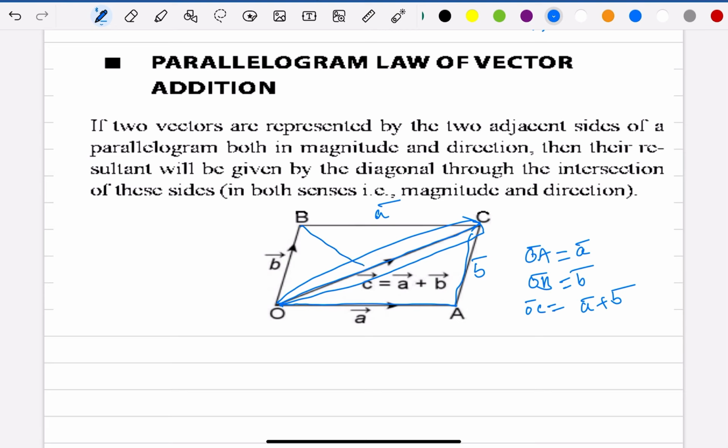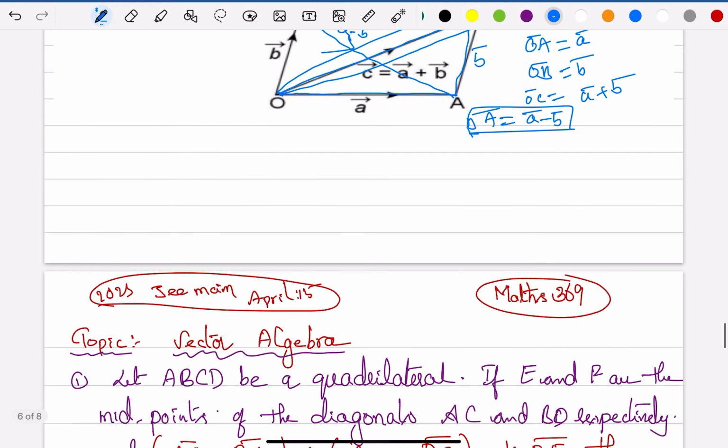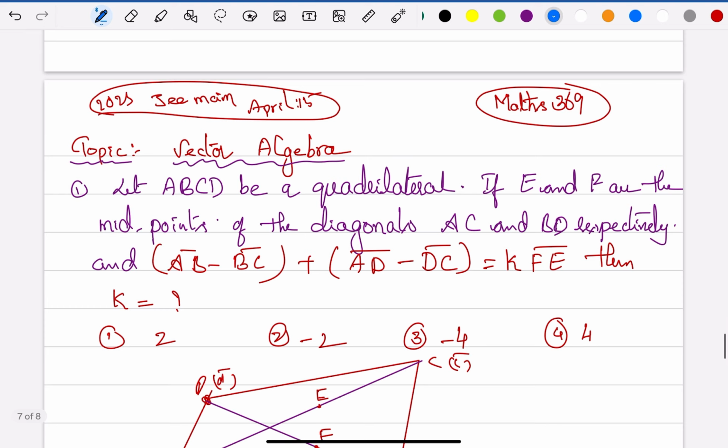If you join B A, this will become A vector minus B vector. So BA is equal to A vector minus B vector. This is the parallelogram law. Now we'll see that.